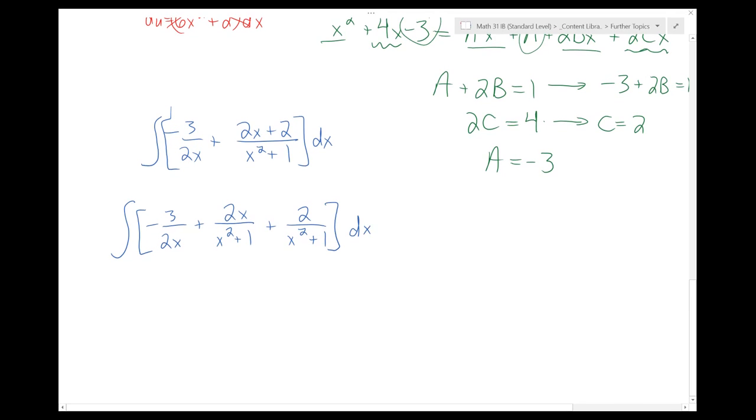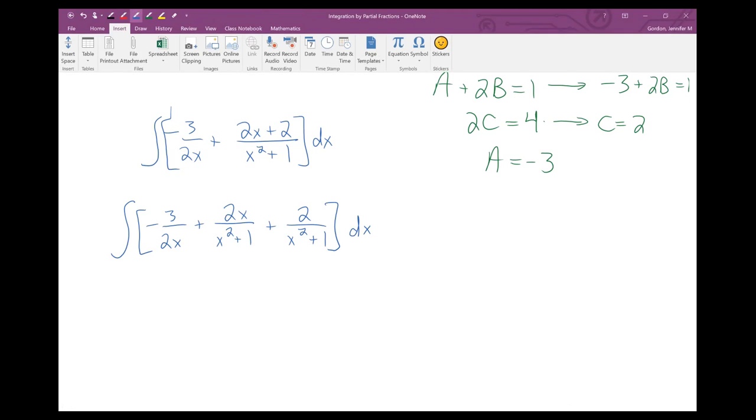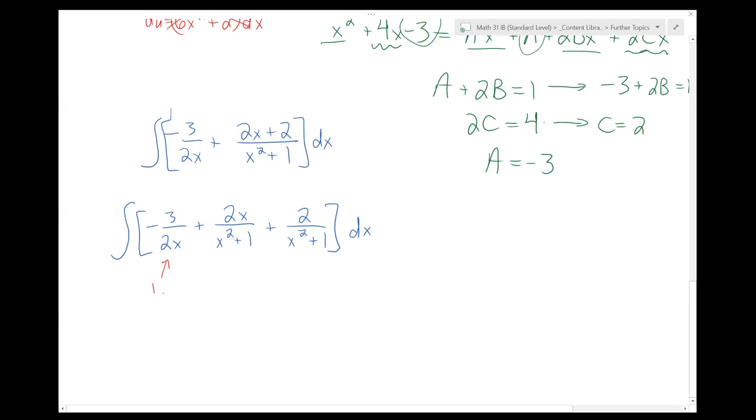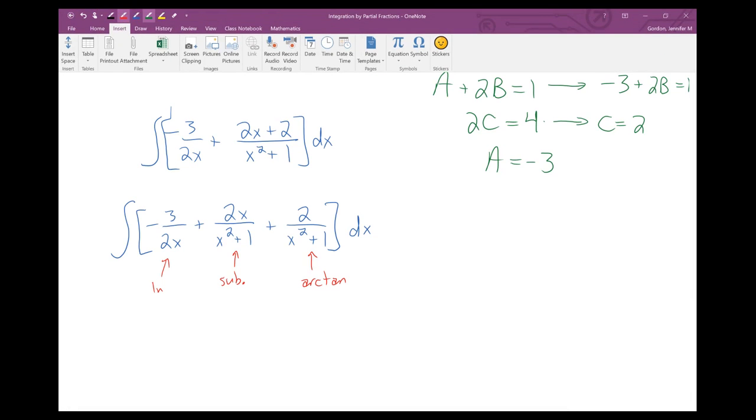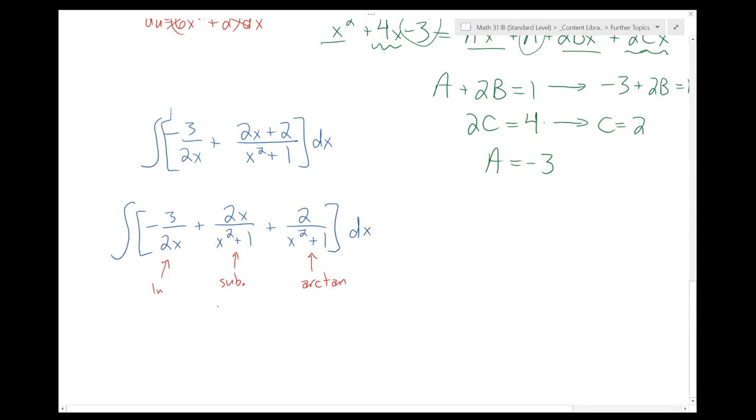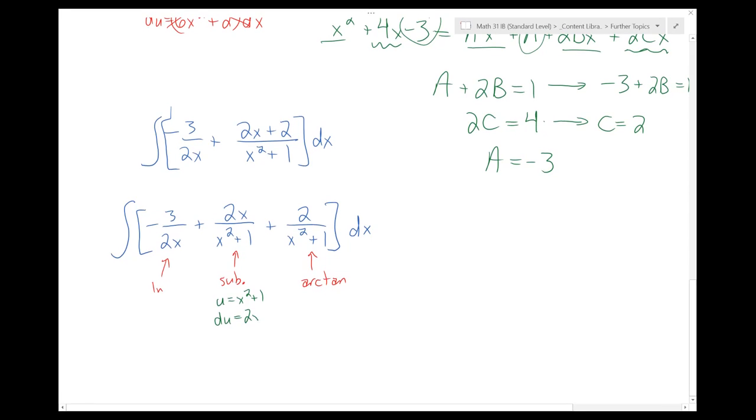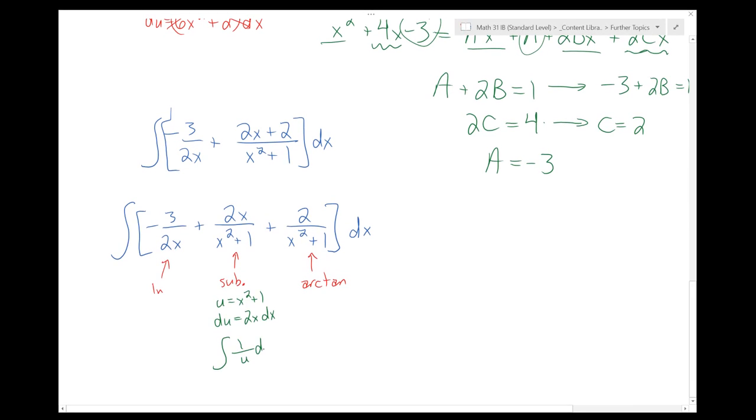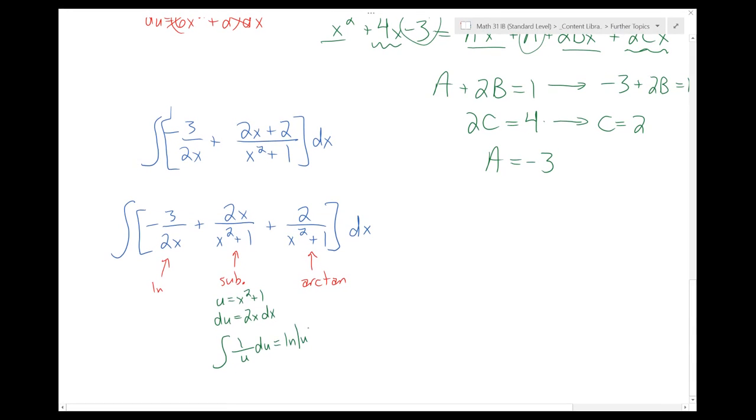And now each of these fractions is going to be integrated in a slightly different way. This first one is just going to be a natural log problem. This second one is going to be a substitution problem. And this third one is going to be an arctan. So if I think about this substitution, u equals x squared plus 1, then du equals 2x dx, which means that this integral would actually be 1 over u du, or the natural log of the absolute value of u. But u is x squared plus 1.